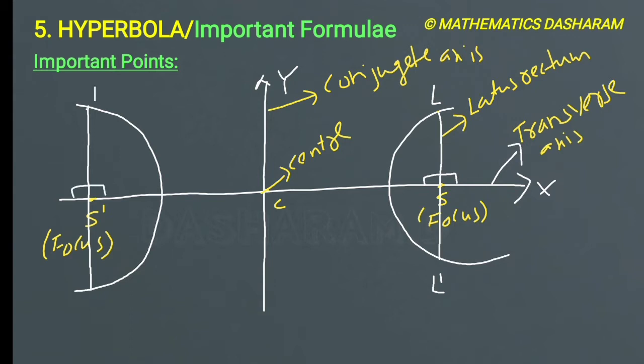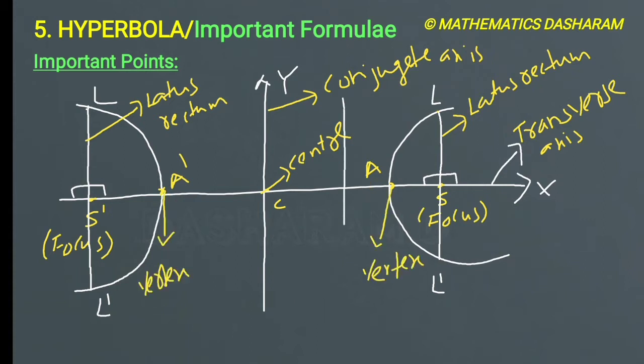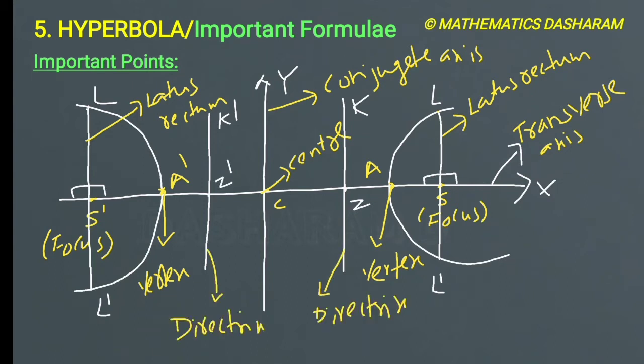So here L dash. Here the intersection point is denoted with A, and here the intersection point is denoted with A dash. These two are called vertices. Here we can draw one fixed line K, and the intersection point is Z. Here also we can draw one fixed line K dash and it is Z dash. These fixed lines are called directrices. So these are the important points from the hyperbola diagram.